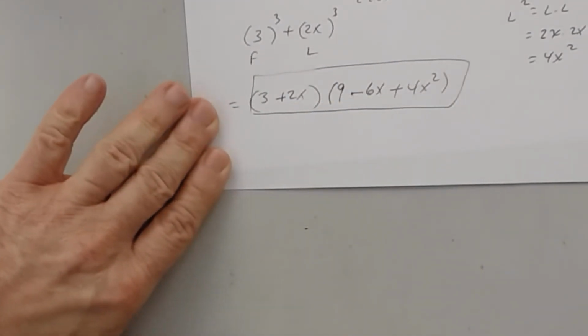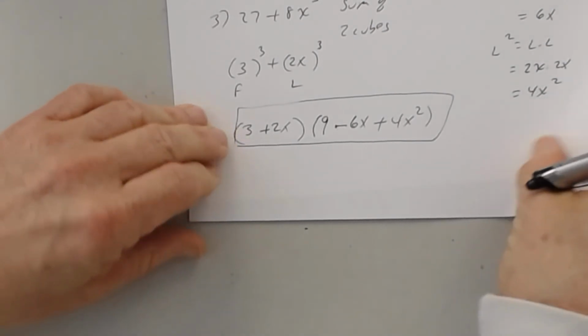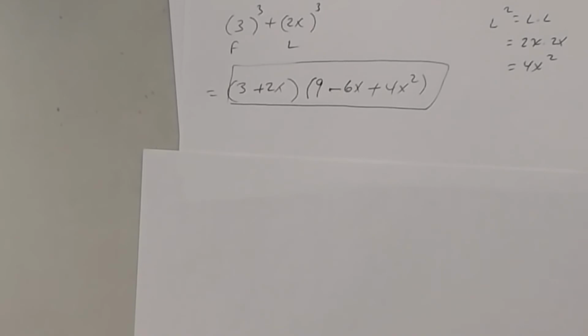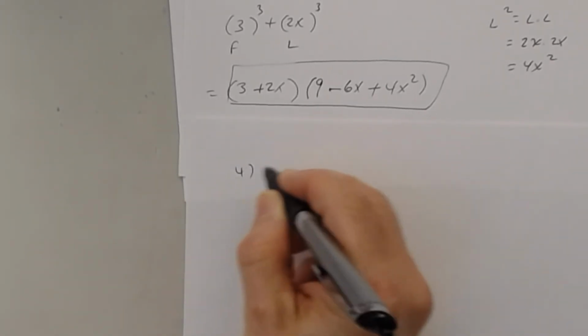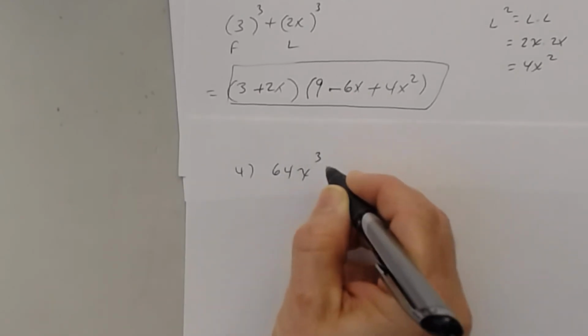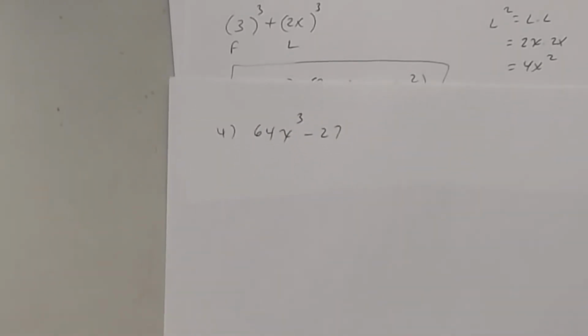Sum of two cubes. All right, let's practice another one. You've got to practice with this to be able to use the formulas very well. Guys, there's no reason you need to miss this because I'm giving you the formulas. Okay, what about number 4? 64x cubed minus 27. What's the GCF? The GCF is 1.